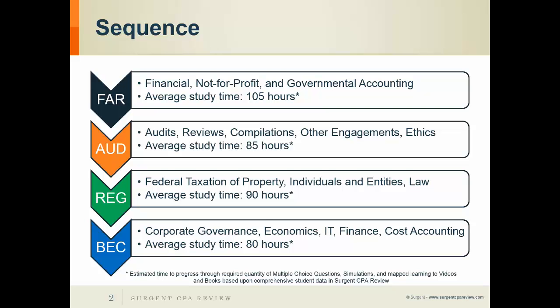You can see here that the average study time for Surgent candidates is 90 hours, a little bit less than FAR, a little bit more than audit. If you're working in tax, that's clearly going to be an advantage to you in getting through this section.